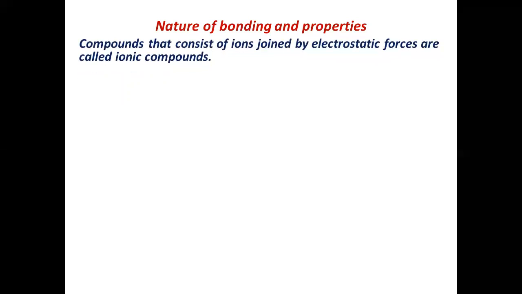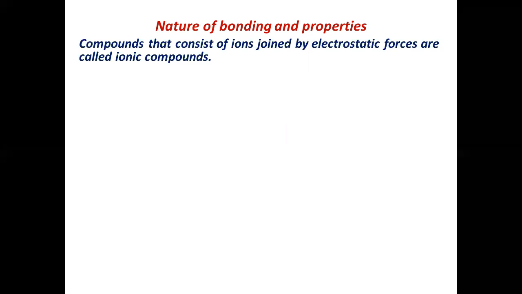Then the next topic is the nature of bonding and properties. If in a molecule the bond is ionic, the compound consists of ions, and those ions are joined together by electrostatic forces. Those compounds which contain ionic bond are called ionic compounds. And ionic bond, you know, is a type of bond which is formed by the attraction between oppositely charged ions.